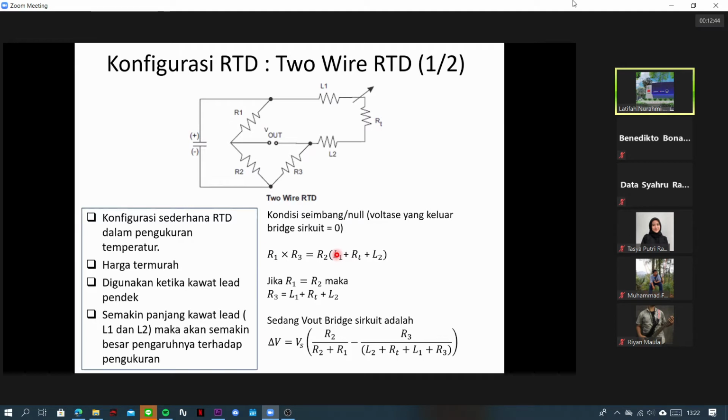Okay, this is quite easy, right? So if R1 equals R2, you can cancel out. So it means the RTD should have the same resistance as R3. And how can we find the V out, the output voltage? It is equal to delta V, Vs. Vs is coming from the source, coming from the reference. We can call it reference or we can call it source. It is equal to this formula.